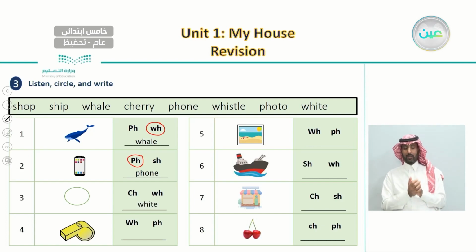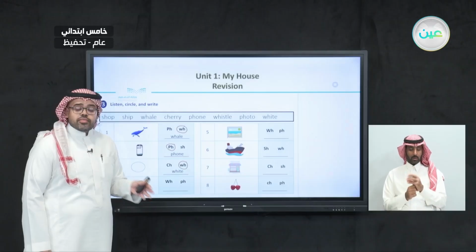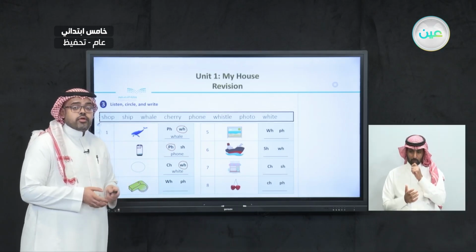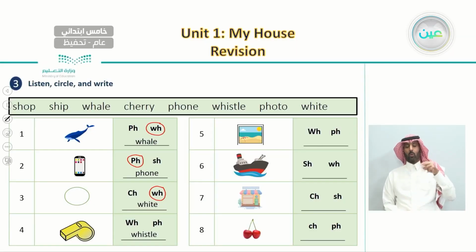So white starts with W and H. Here we circle W and H. Number 4. Have a look at picture number 4 and tell me what that is. This is a whistle. And what does whistle start with? It starts with W and H. So here we circle W and H.